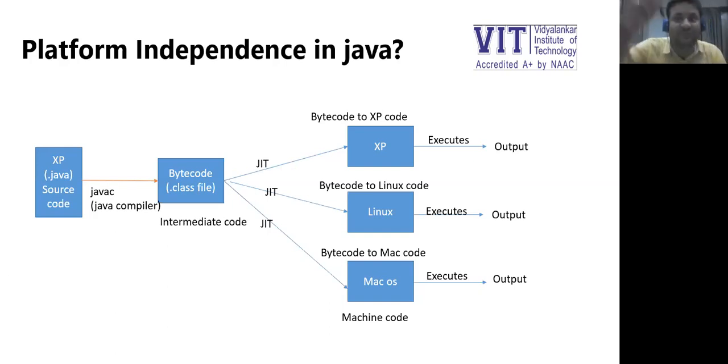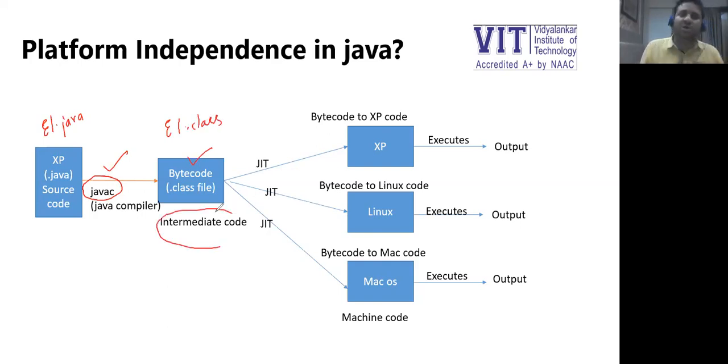Now that's the beauty of it, because if I am having a Java source code, let's say e1.java file on XP operating system, and if I compile it using Java compiler, javac, the output is not native machine code because my compiler cannot see it directly. The output is JVM understandable code known as bytecode. It is .class file. So if this is e1.java, this is e1.class. It is an intermediate code because it is not understandable to the machine.